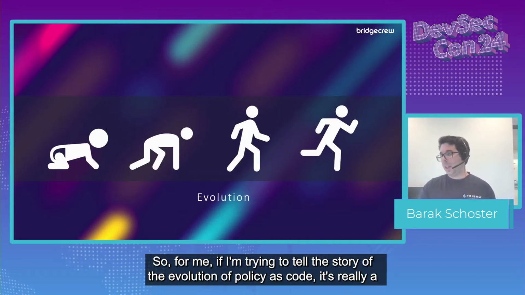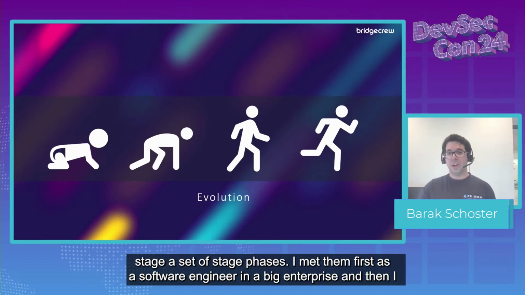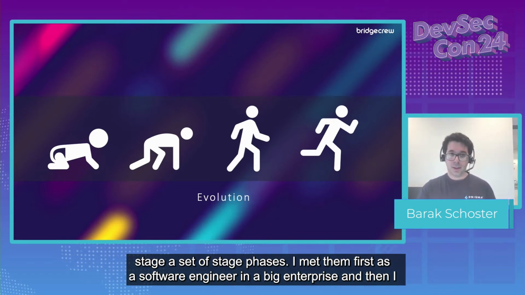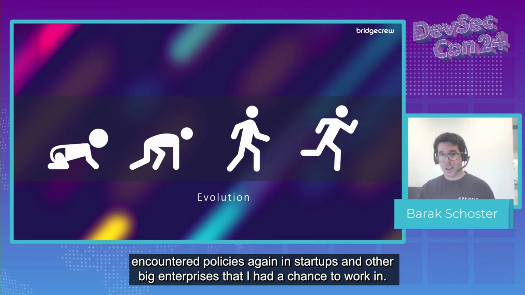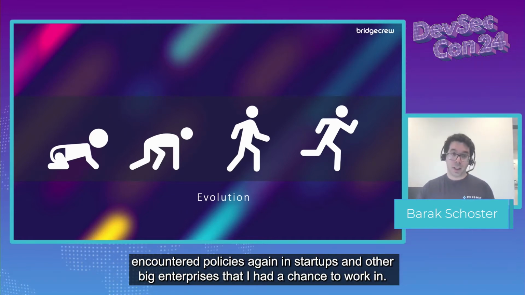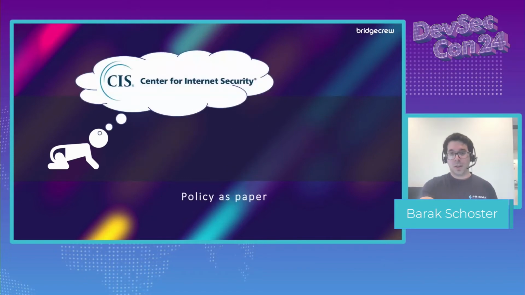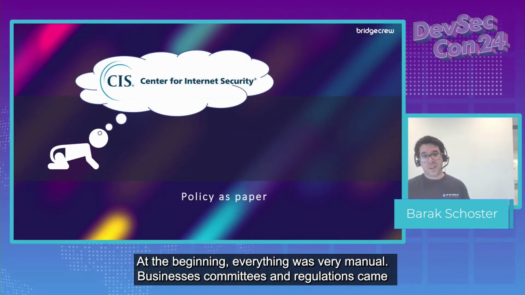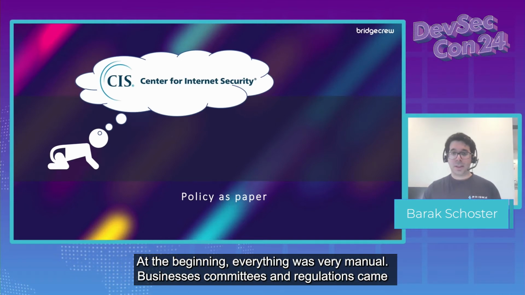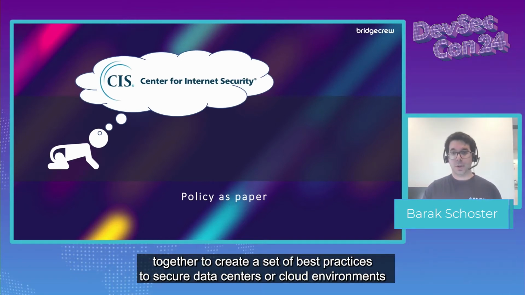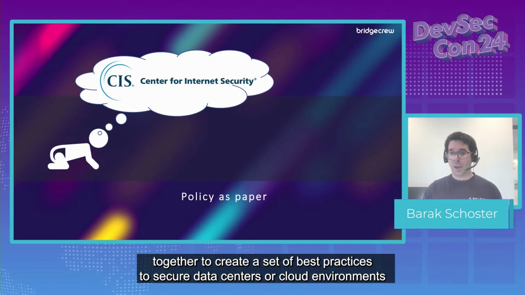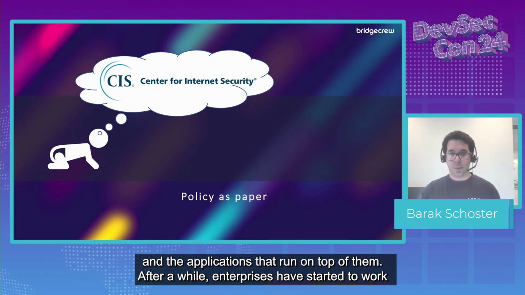So for me, if I'm trying to tell the story of the evolution of policy as code, it's really a set of phases. I met them first as a software engineer in a big enterprise, and then I encountered policies again in startups and other big enterprises that I had a chance to work in. At the beginning, everything was very manual. Businesses, committees, and regulations came together to create a set of best practices to secure data centers or cloud environments and the applications that run on top of them.